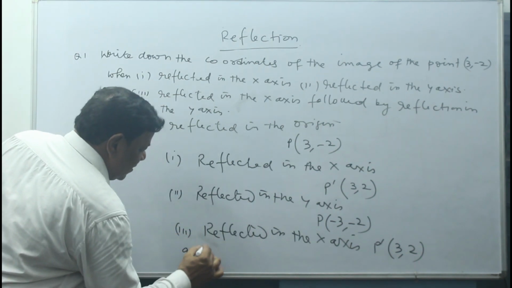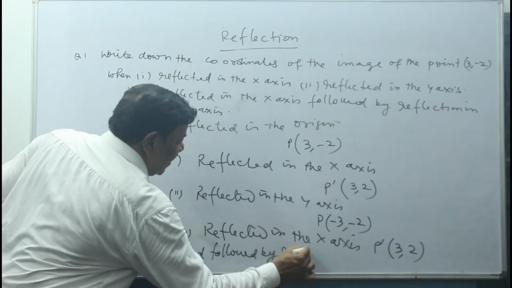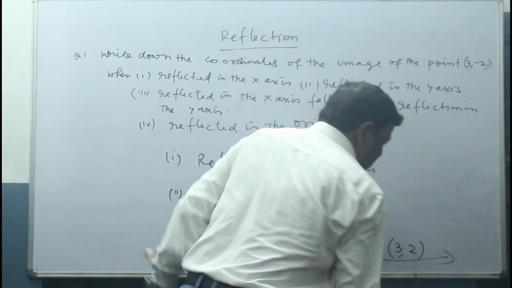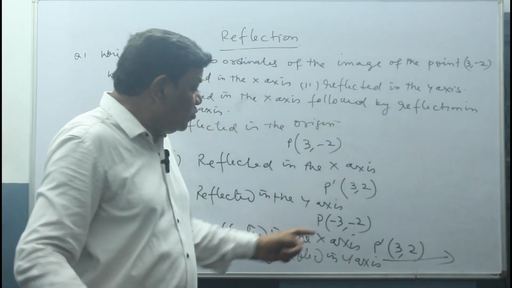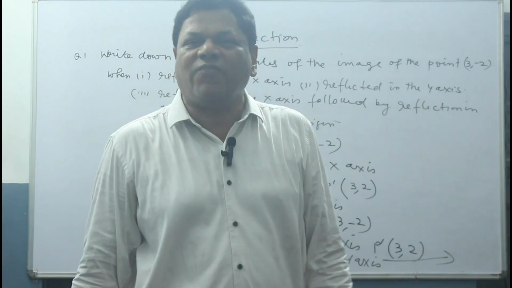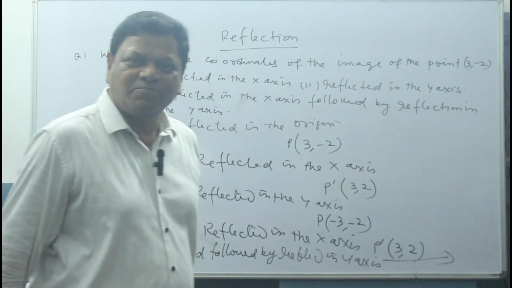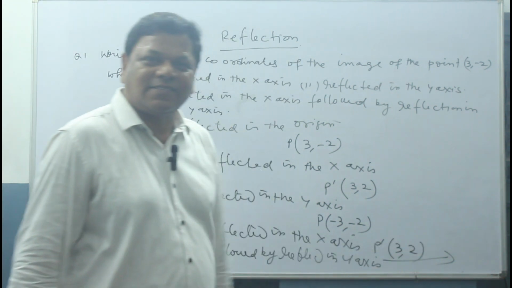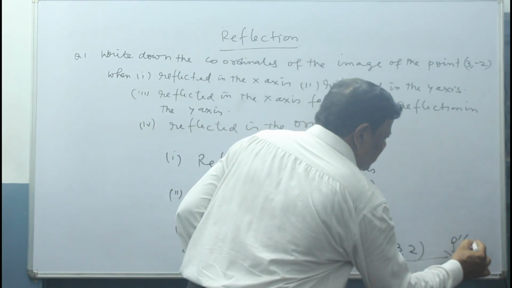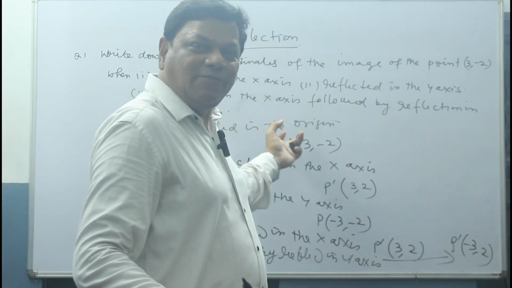And followed by reflected in the y-axis. Here I am doing reflected in the y-axis. Now you don't go to this sum. Whatever you have done from there, you have to change. This is the difference. Reflected in the x-axis gave 3, 2. From here you have to think. So what will happen in the y-axis? The x sign will change. So change this one. So the answer is P dash -3 and 2. Okay? This is the difference. You don't go again to this.